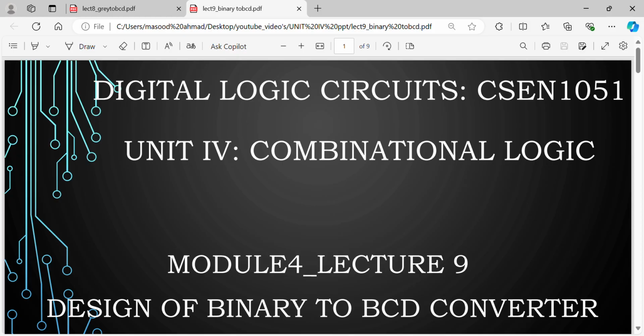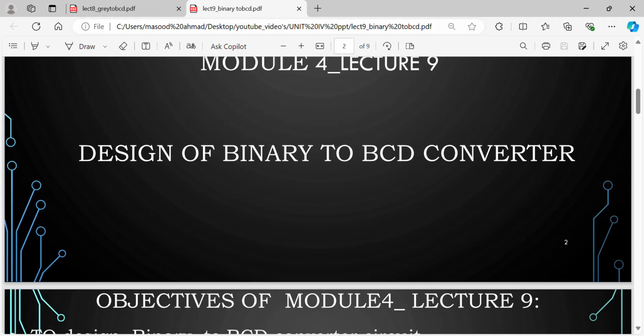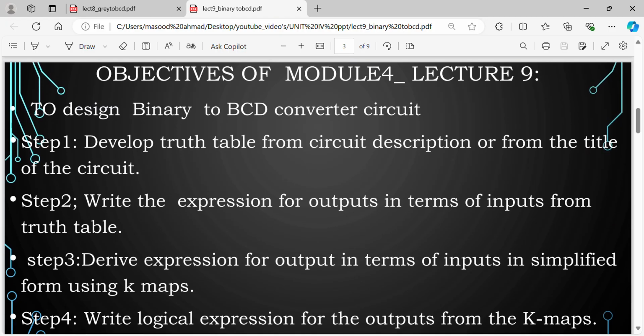My dear students, we will look into lecture 9 of module 4. Now we are trying to design a binary to BCD converter. So in this converter, our objective is to design. For this design, what we require is we need to develop a truth table in step 1.